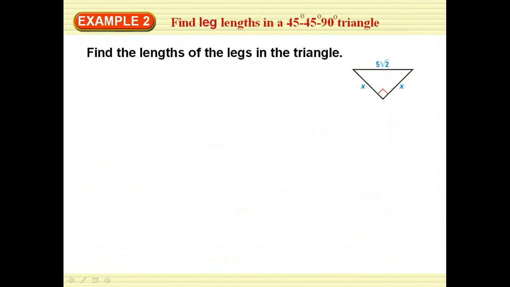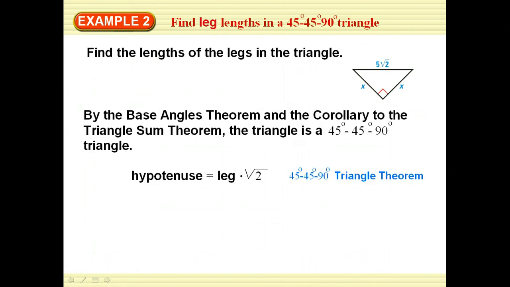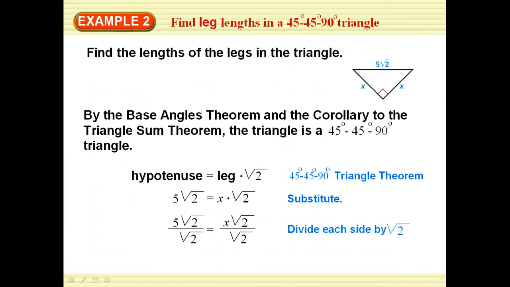Find the lengths of the legs of this triangle. Well, since it is an isosceles triangle, since both of these are x, then what I have is hypotenuse is equal to the leg times the square root of 2. So 5 times the square root of 2 is equal to x times the square root of 2. Well, using logic, that would mean that x would have to be 5, or you can simply work it out algebraically by dividing each side by the square root of 2 and getting that x is 5.